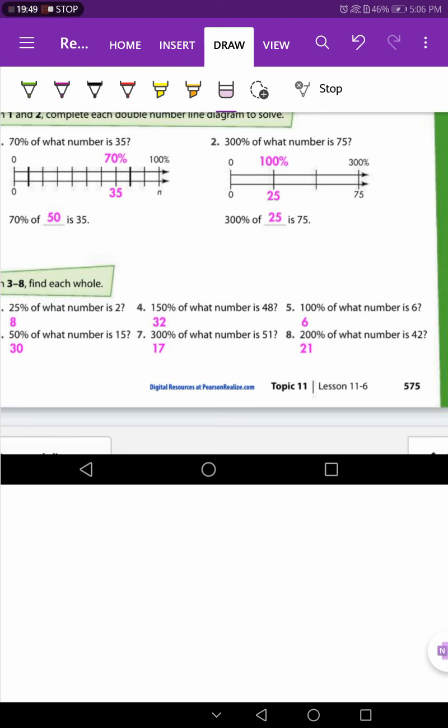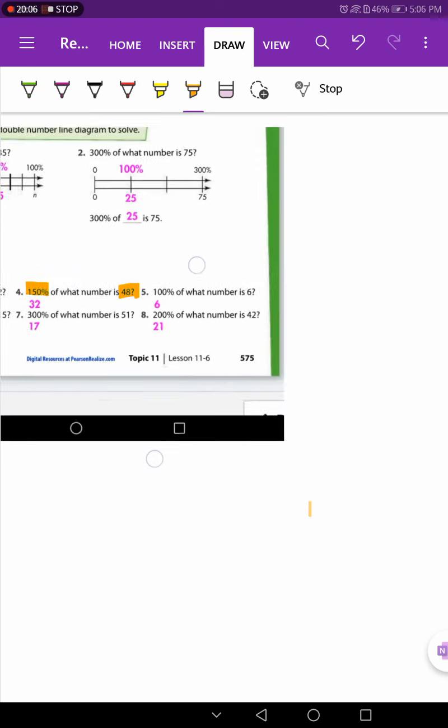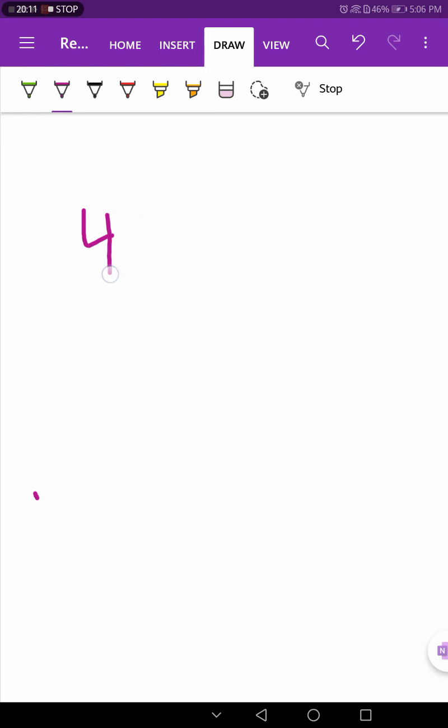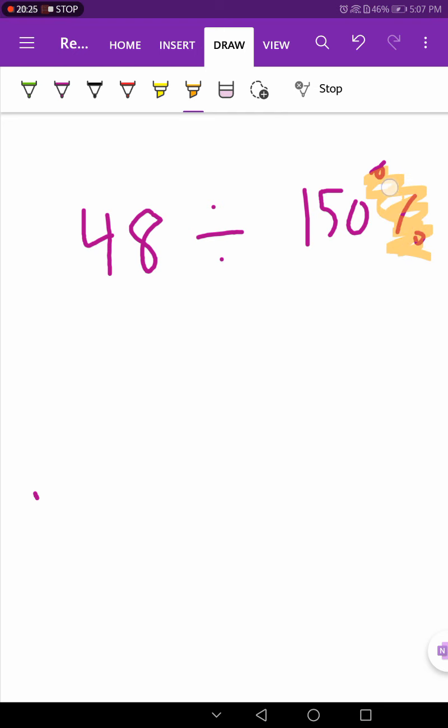For example, 150%. Ryan, read here. 150%, 50% of what number is 48? So the part is 48 divided by 150%. So go and apply it here. Okay. 48 divided by 150%. What is the first step here, Ayman? We have to make it like a fraction. Yes, a fraction.